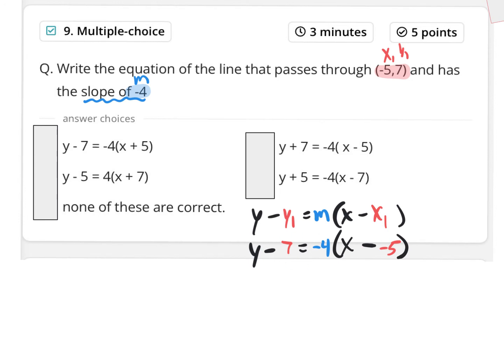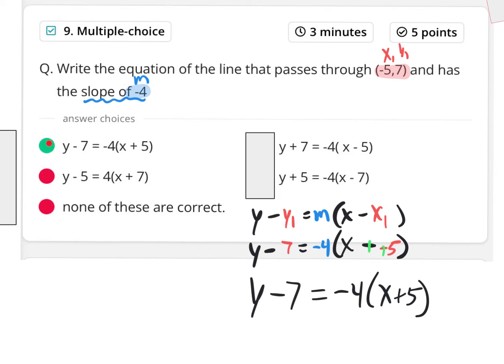So we actually don't need to do anything besides change the minus minus to plus plus. And that's it, guys. There's your answer: y minus 7 equals negative 4 parenthesis x plus 5. You don't need the plus plus 5. And as you could see, which answer is that? y minus 7 equals negative 4 parentheses x plus 5. There it is. Same exact thing. Show our answer. Yep, that's the correct one. All the other ones are incorrect. Moving on.